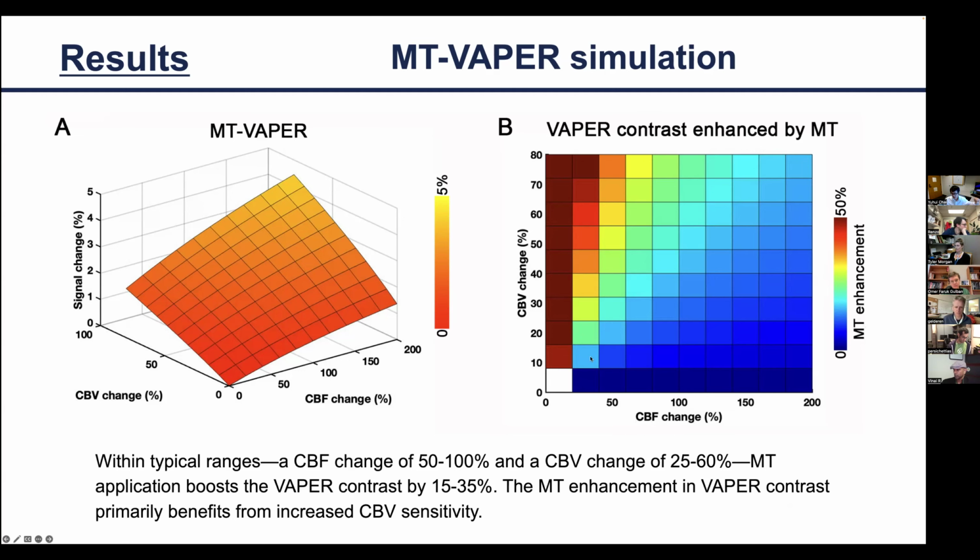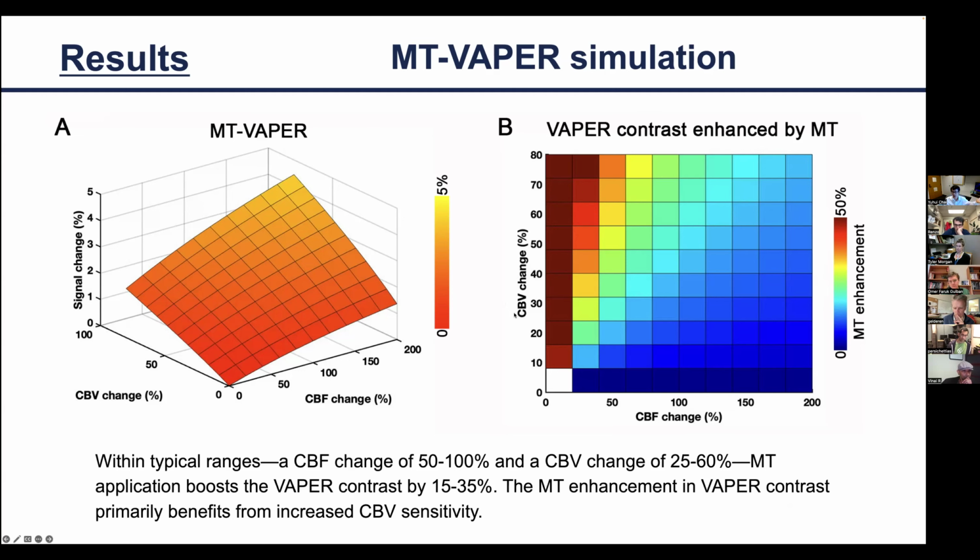And you can see in the bottom right, those triangle regions, MT has a very weak effect because this is CBV sensitivity. So MT almost has no effect on the sensitivity to CBV. But in the upper triangle region, you can see MT really enhances the sensitivity to CBV.